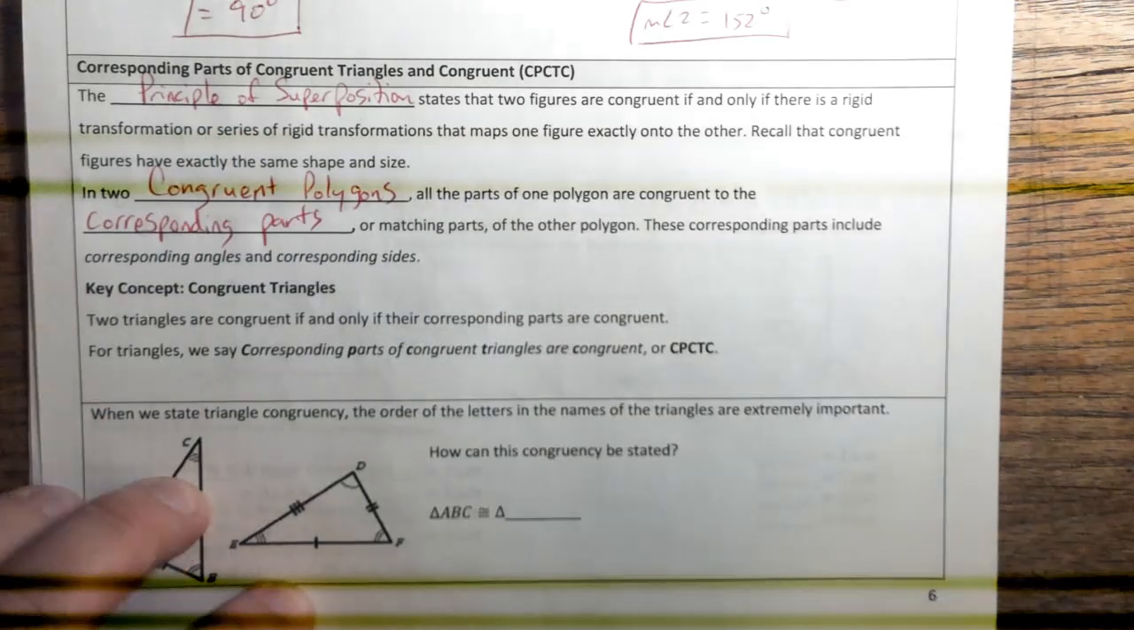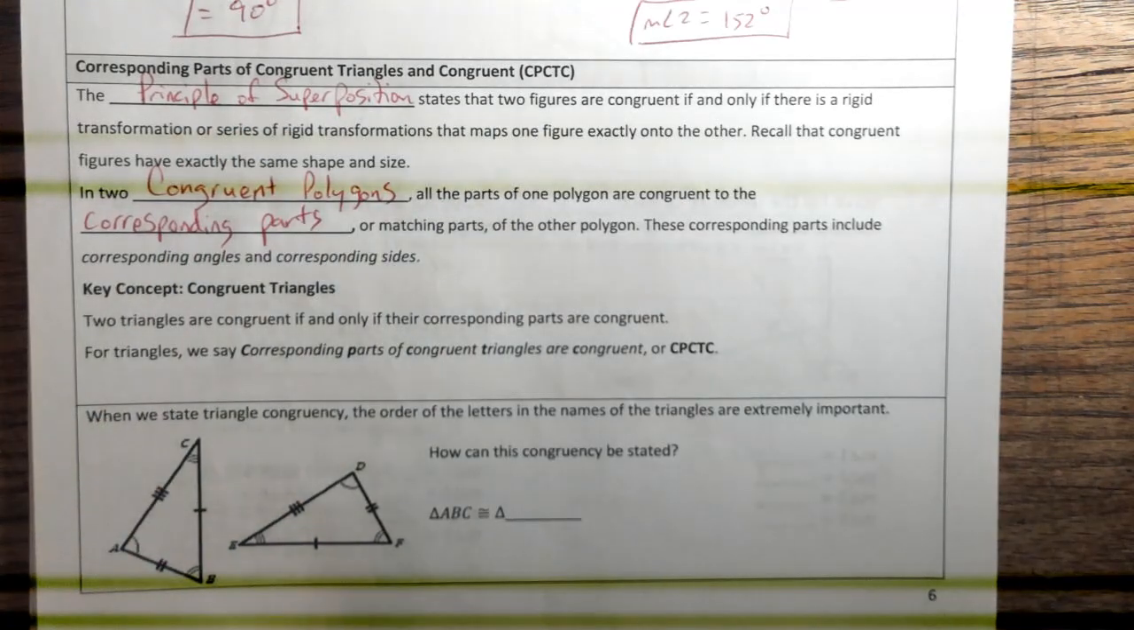Sorry, guys. Okay. Corresponding parts of congruent triangles are congruent. It says "and," but it's "are." So, the principle of superposition states that two figures are congruent if and only if there is a rigid transformation or series of rigid transformations that maps one figure exactly onto another. Recall that congruent figures have exactly the same shape and size.